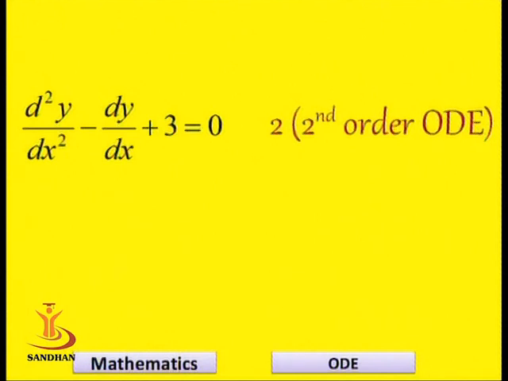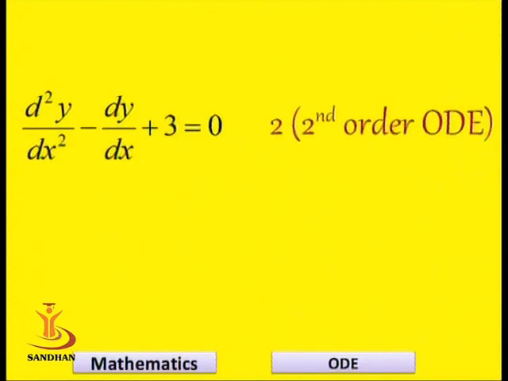We have an ordinary differential equation, d2y/dx square minus dy/dx plus 3 is equal to 0. In this case, the first term is a derivative, the second term is also a derivative. When we talk about the first term, d2y/dx square, it is the second order derivative of the function y equal to f(x). Let us talk about the second term in this equation, which is dy/dx. This is the first order derivative of the function y equal to f(x).